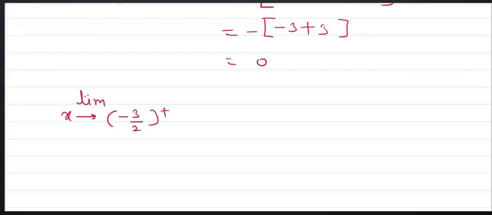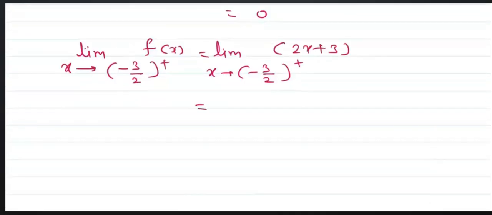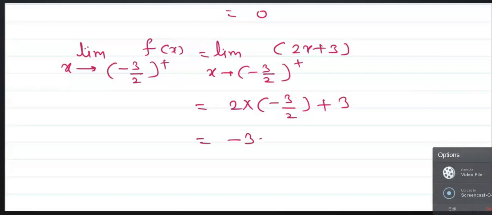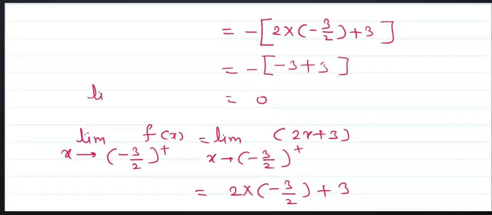Limit x tends to minus 3 by 2. This is the right hand side limit. And we take the function 2x plus 3. That is, 2 gets cancelled. Minus 3 plus 3 overall is equal to 0.